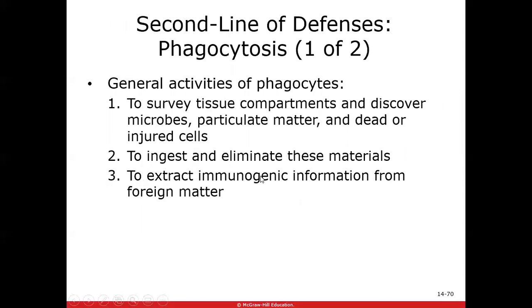So let's talk about the second line of defense, the phagocytosis portion. So general activities of phagocytosis. First is to survey the tissue compartments and discover microbes, particulate matter, and dead or injured cells. Then to ingest and eliminate these materials, and to extract immunogenic information from foreign matter.